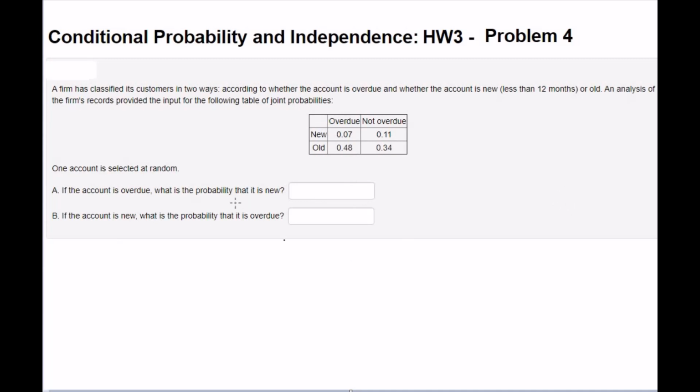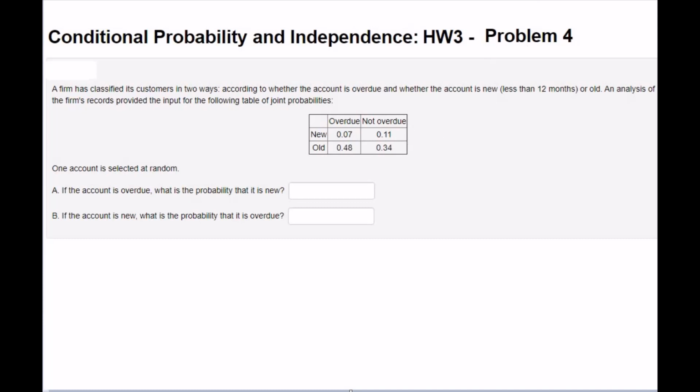Problem number 4. A firm has classified its customers in two ways, according to whether the account is overdue and whether the account is new, less than 12 months, or old. An analysis of the firm's records provided the input for the following table of joint probabilities. So we were given contingency table. This is called contingency table or two-way frequency table.